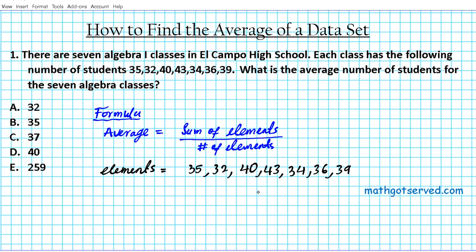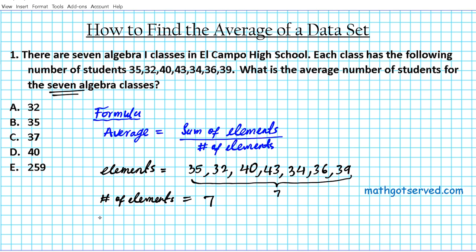So we just need to find the sum of the elements and the number of elements. We can easily find out the number of elements. The number of elements in the data set is basically how many numbers we have here. If we count them all, we'll find out that we have a total of seven numbers, and it's also indicated in the problem that there are 7 Algebra 1 classes. So sometimes you can refer to the problem to determine the number of elements in your data set.